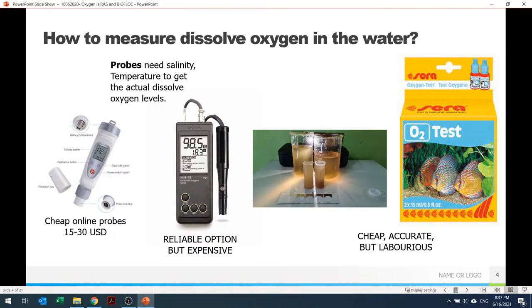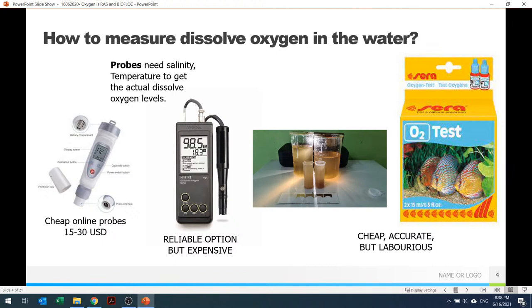But for us, we actually don't use either of these probes because they're very expensive. What we actually use is chemical test kits that are very cheap and very accurate, but the downside is that they are very laborious. What do I mean by very laborious? It doesn't tell you the reading. You have to compare the result against a color chart like the one you see over here. So obviously it goes up 0, 2 ppm, 4 ppm, 6 ppm.